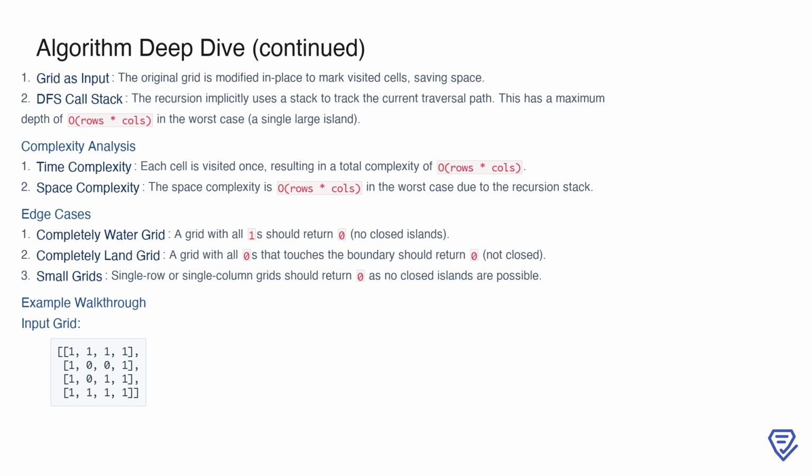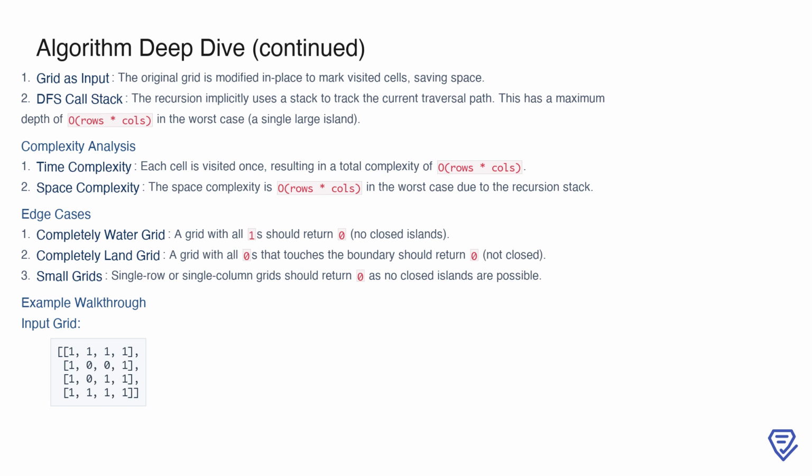We also need to consider edge cases to ensure the solution is robust. For example, a grid that is entirely water should return 0, as there are no islands. Similarly, a grid that is entirely land but touches the boundary should also return 0, as no closed islands are possible. For small grids, such as a single row or single column, it's impossible to have a closed island, so the result should again be 0.